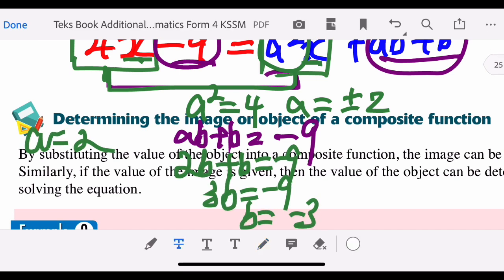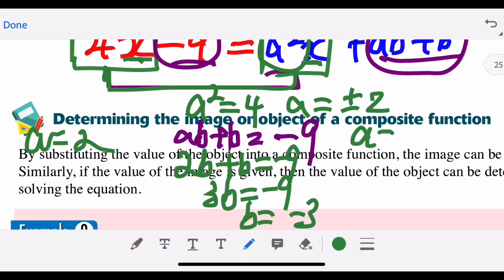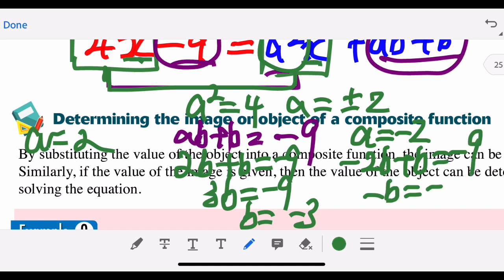If, let's say, you choose A is negative 2, then you will have negative 2B plus B equal to negative 9. Negative B equal to negative 9, hence B is positive 9. So for B, you should have two answers, right? So B is negative 3 and B is 9, right?